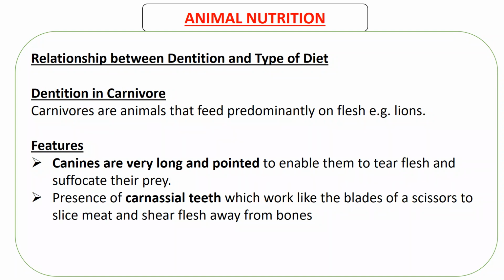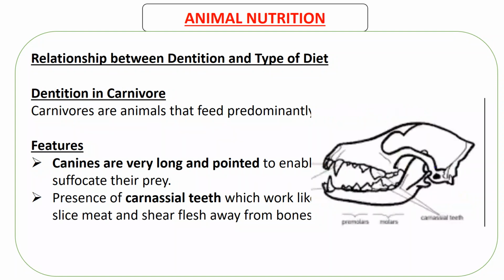Okay, so maybe let me just show you a diagram. Okay, so these are carnassial teeth. These ones, they are more like premolars and molars, but they are called carnassial because of how they are arranged. If you see here, this and this, they're acting like a scissors here. So if there is anything here, when this animal chews, it's going to cut like a scissors. Okay, so they are called carnassial teeth.